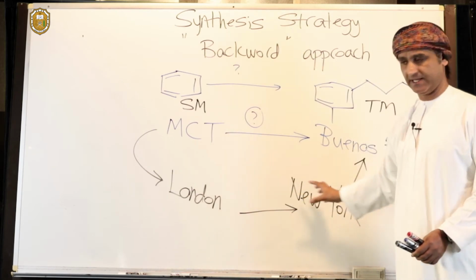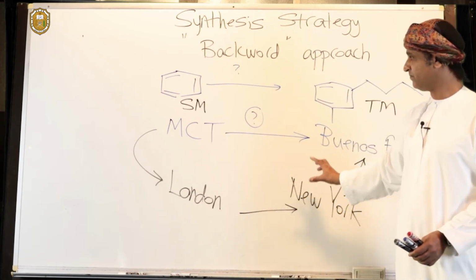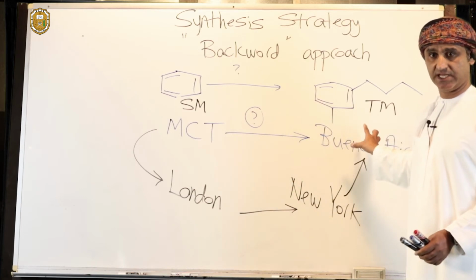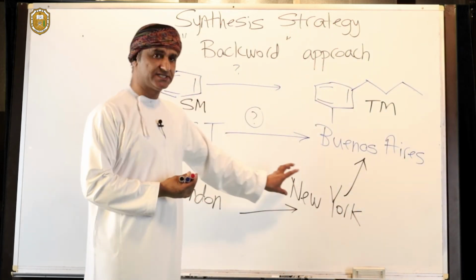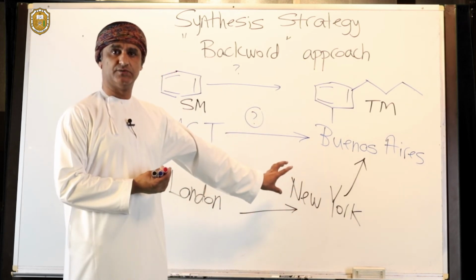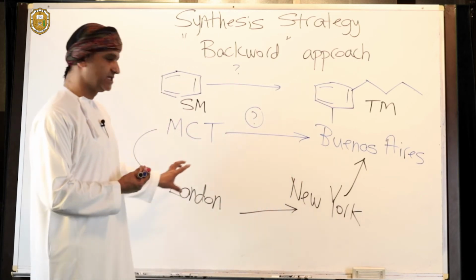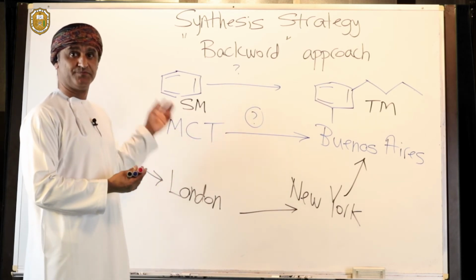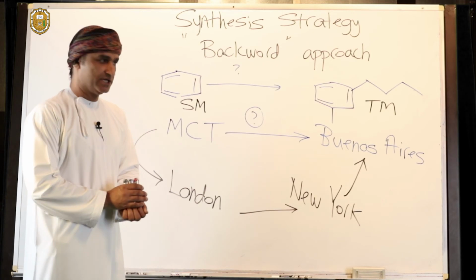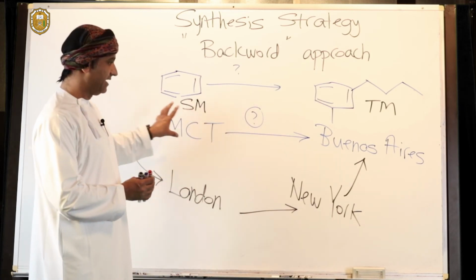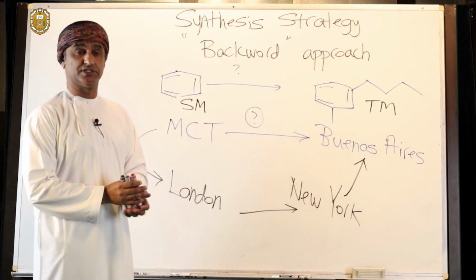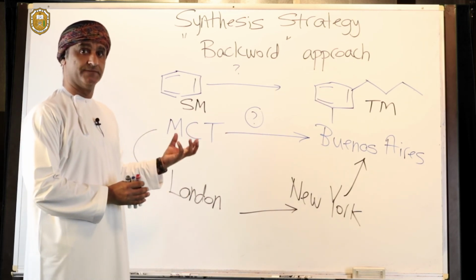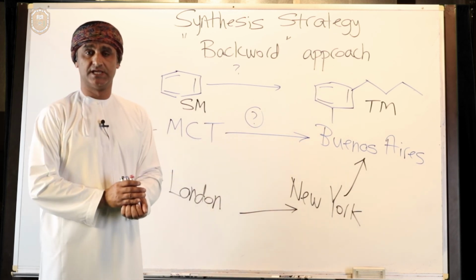So we have identified two cities as intermediate cities between the departure city and the destination city, between Muscat and Buenos Aires in Argentina. How do we go to Buenos Aires from a city in between? New York, for example, which is in North America. And then how do we go to New York from a city between New York and Muscat, possibly London? How do you go to London from Muscat? That can be done directly using Oman Air. So this flight itinerary is analogous to synthesis. How you go from a starting material to a specific target molecule is very similar in concept to flight itineraries between a departure point and a destination point.